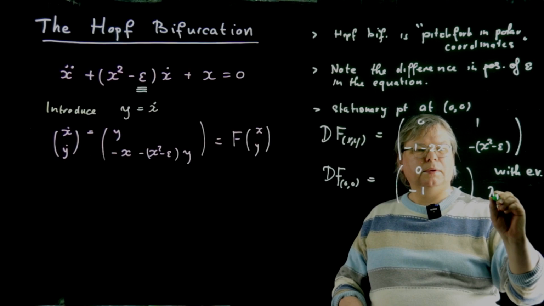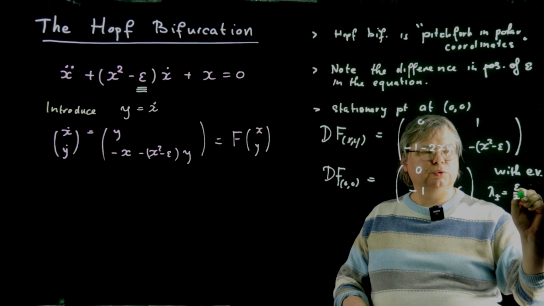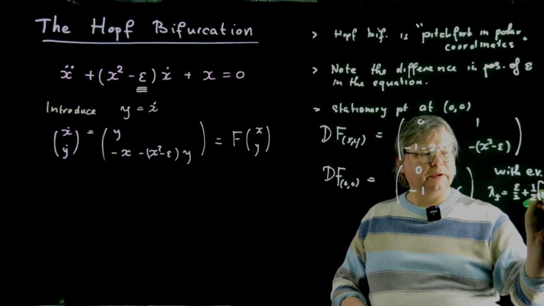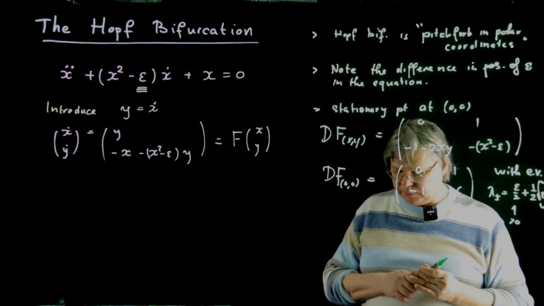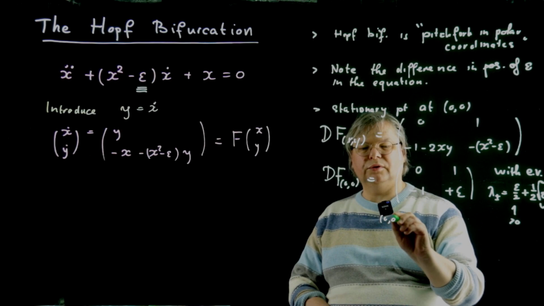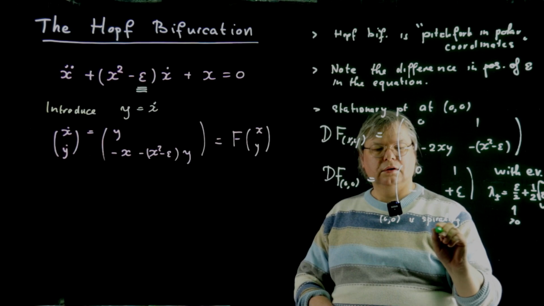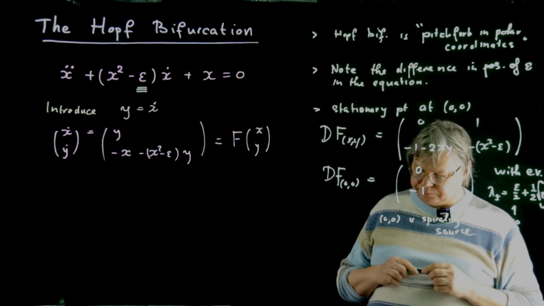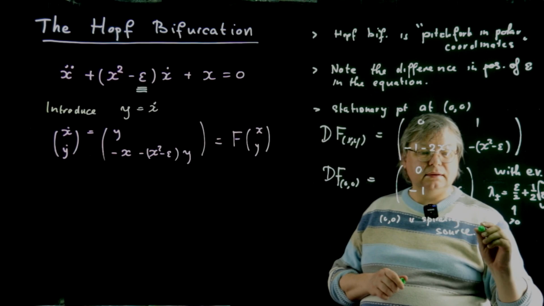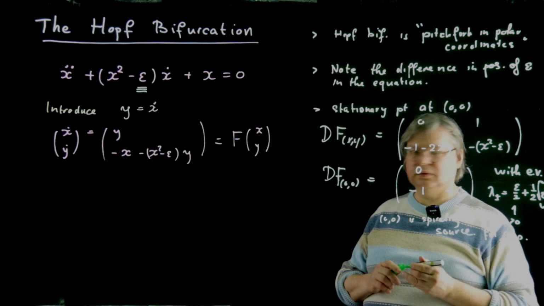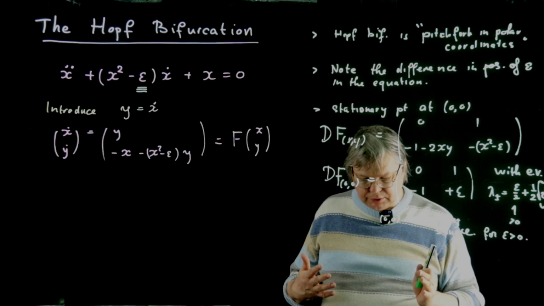lambda plus or minus is epsilon over 2 plus or minus a half square root of epsilon squared minus 4. So this is positive, this is negative, it's going to be an imaginary number with a positive real part, and therefore we get that 0, 0 is a spiraling source. Well, at least for epsilon positive. And that's precisely what we need to do, because we want to see what happens if epsilon goes through zero.